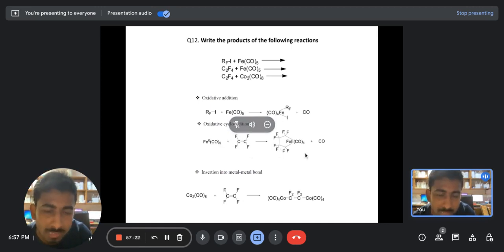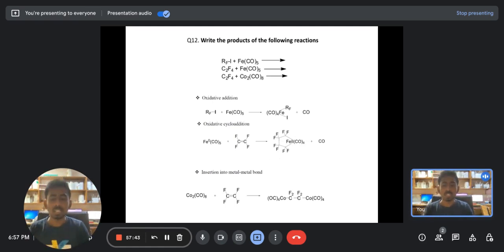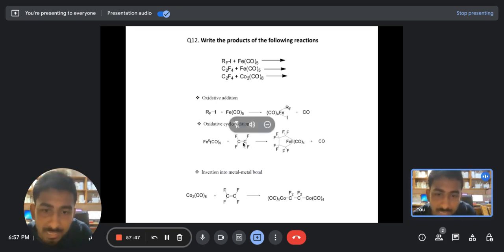Now this release of the CO will happen, and this Fe(CO)4 will get oxidatively added, just as the previous example. So this is again an iron 2 compound, an organometallic reagent containing carbon, having 8 fluorine atoms and these 4 CO groups. This is actually again an 18 electron system. So the last question is the insertion into a metal-metal bond. You see, I have already told, like in this case, the C-C bond is actually not broken, but in this case, the cycloaddition takes place.